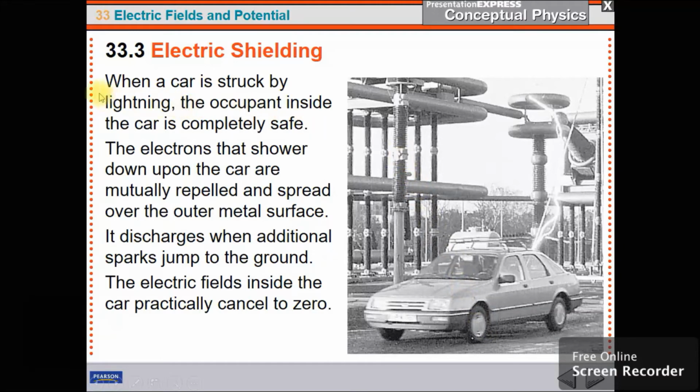So let me read this text. When a car is struck by lightning, the occupant inside the car is completely safe. The electrons that shower down upon the car are mutually repelled, so they spread out over the metal surface of the whole car. And then eventually it gets to the bottom and discharges when an additional spark, a second spark, jumps to the ground. So we've got the spark from here to the car, and then in the back it's going from the metal car to the ground. The electric fields inside the car practically cancel to zero. So if you're in a car that gets hit by lightning, you're never going to be hurt. That is completely true.